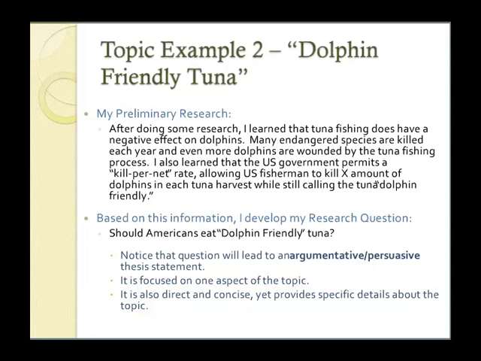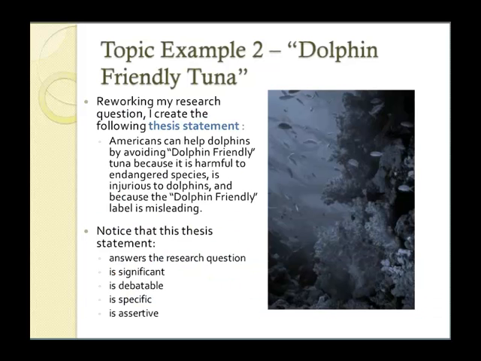After doing some research, this researcher learned that tuna fishing has a negative effect on dolphins, even the dolphin-friendly kind. A possible research question then might be, should Americans eat dolphin-friendly tuna? This will allow the researcher to present an argument to the audience and even possibly persuade them to avoid eating tuna altogether. A possible thesis statement then might be, "Americans can help dolphins by avoiding dolphin-friendly tuna because it is harmful to endangered species, is injurious to dolphins, and because the dolphin-friendly label is misleading."